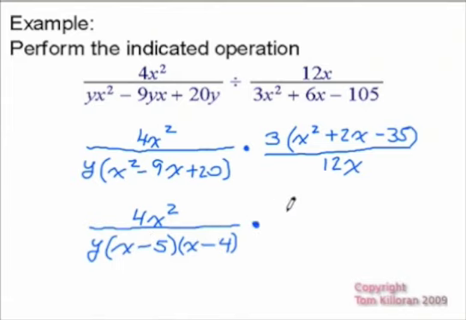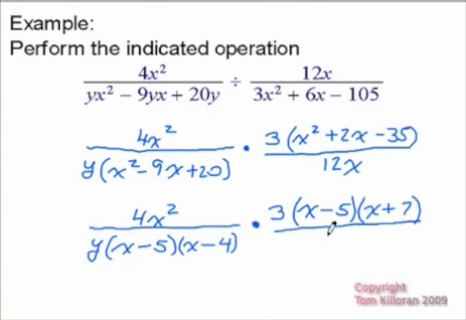Times. Alright, so this one's going to be 3 times factors of 35 that subtract up to 2. Well, factors of 35 that subtract up to 2 would be 5 and 7. So we'll get an x and a 5 and an x and a 7. And the sign is going to have to be positive on the 7 because we're ending up with a positive 2, and minus on the 5. All over the 12x. And now we can start reducing.